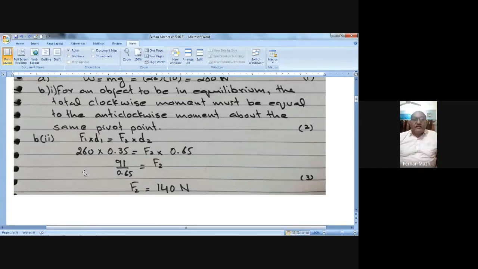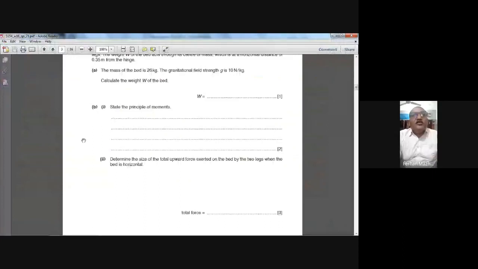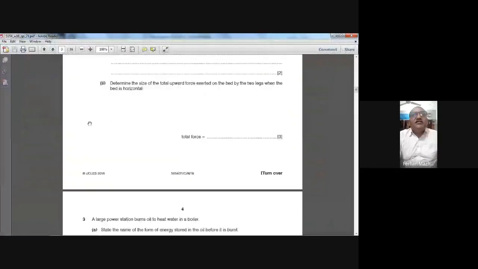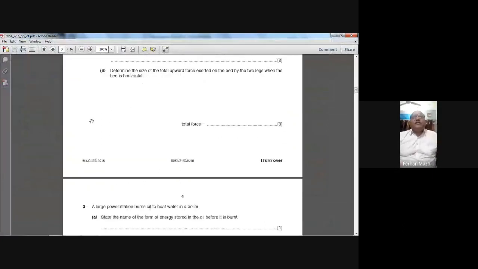So it's a two marks definition where you have to state the principle of moments. So B, second part is, determine the size of the total upward force exerted on the bed by the two legs when the bed is horizontal. So the total force is a three marks numerical.